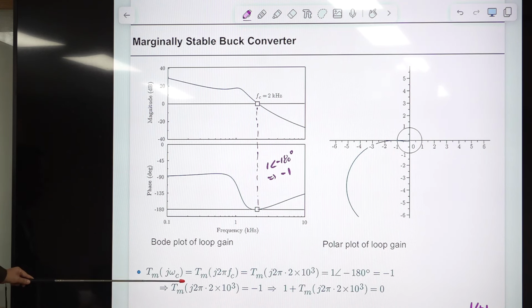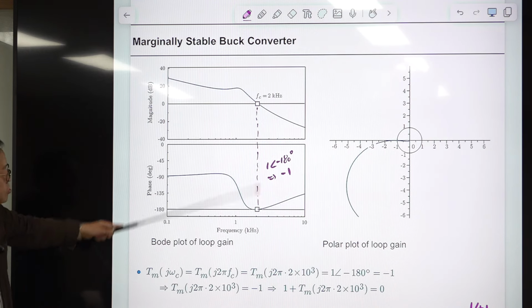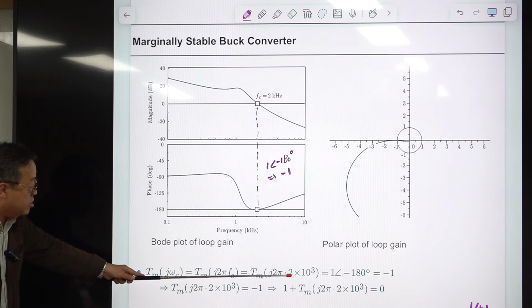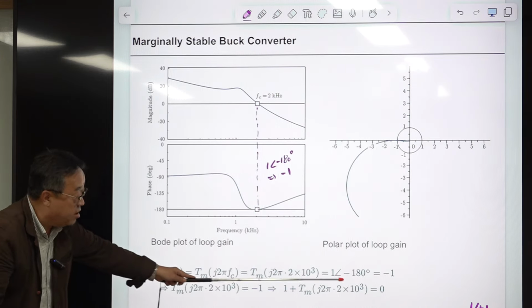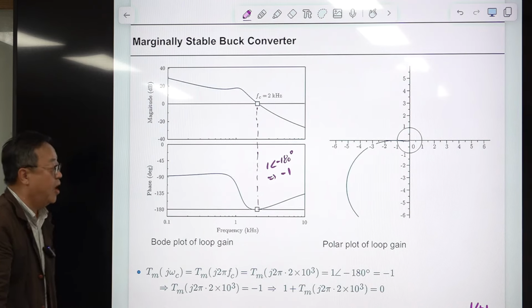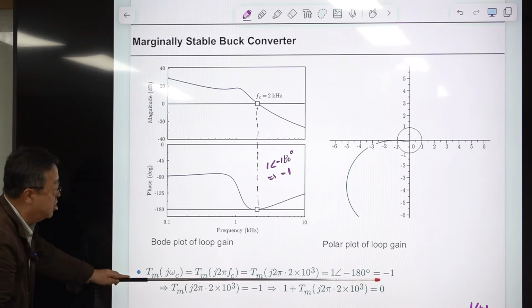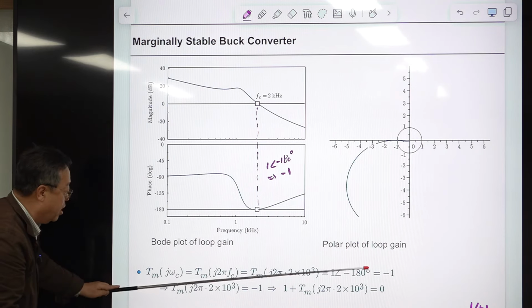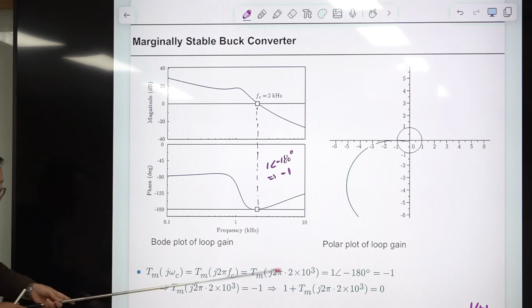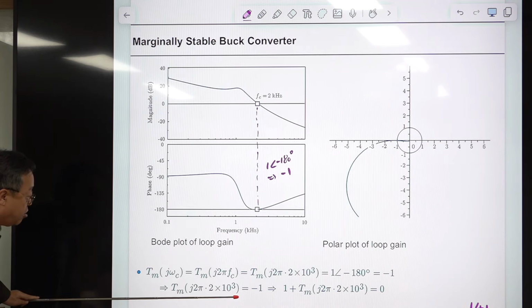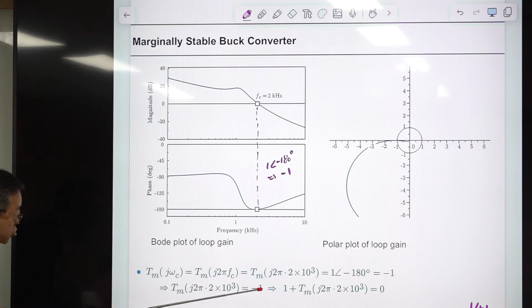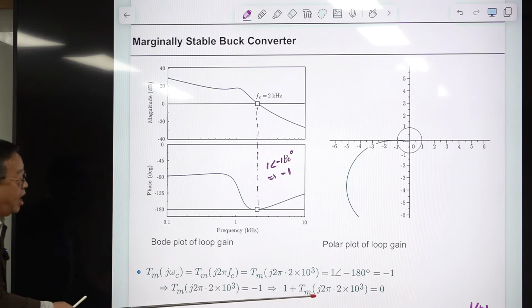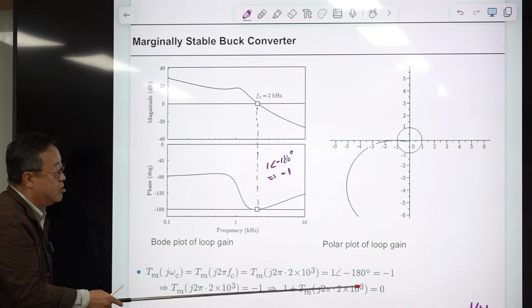So this is the loop gain at the particular frequency omega c, which is j 2 pi times fc. Fc here is 2 kHz, and it becomes -1. This is just the interpretation, a mathematical representation of this graph. Then you move this around here. So Tm evaluated at this particular frequency is -1, and then 1 plus Tm evaluated at this frequency is 0.